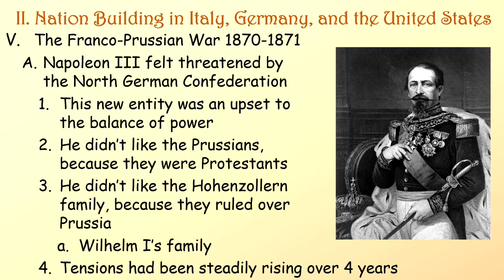The Franco-Prussian War of 1870 to 1871. Napoleon III felt threatened by the North German Confederation. This was an upset to the balance of power. He didn't like the Prussians because they were Protestants, and he didn't like the Hohenzollern family because they ruled over Prussia. And this was Wilhelm I and his family. Tensions had been steadily rising over 4 years.